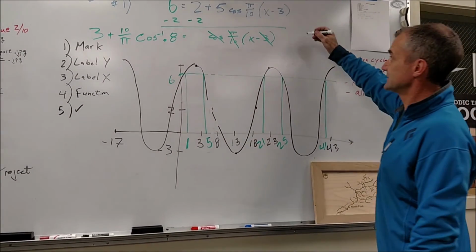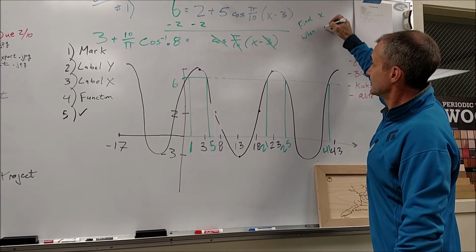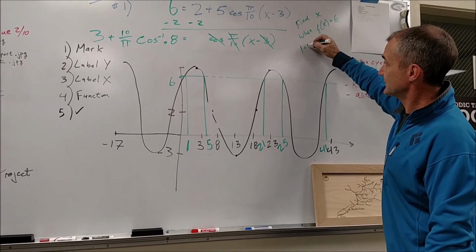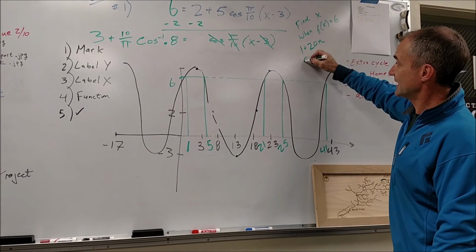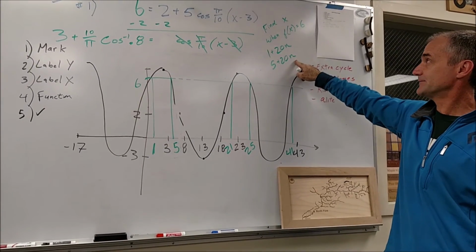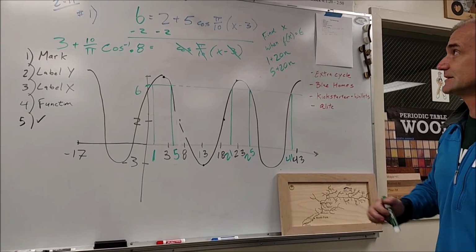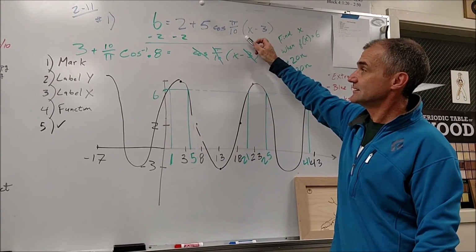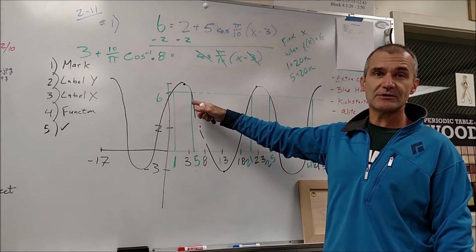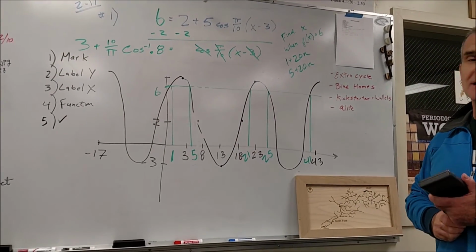So if the problem is find x when y, or f of x, is equal to 6, my general solution is 1 plus 20n and 5 plus 20n, where n is equal to the number of cycles away I am. This really sums up everything we've done so far in pre-calculus. Be able to graph a cosine function, use that as a model to evaluate it, both given an x, find the corresponding y, or given the y, find the series of solutions on the x-axis.